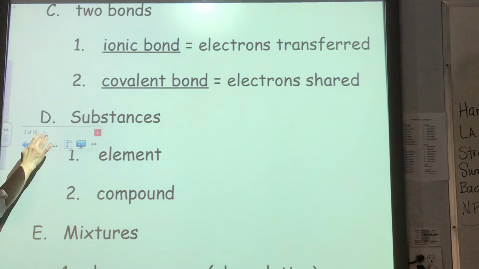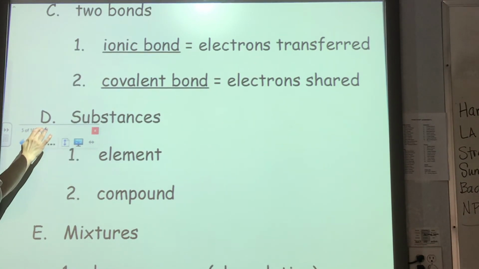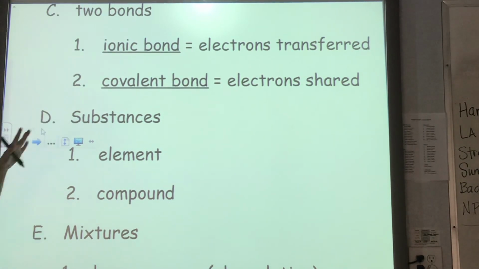The other type of bond we can have is when atoms share electrons. There isn't a strong enough pull to take electrons away. So what they end up doing is just sharing their electrons. And when electrons are shared, they are always shared in pairs. You can have more than one pair shared, but you can never have one electron shared. It's always shared in pairs.